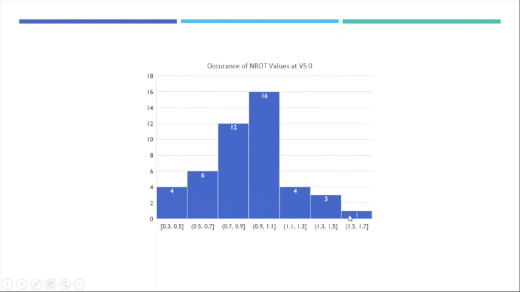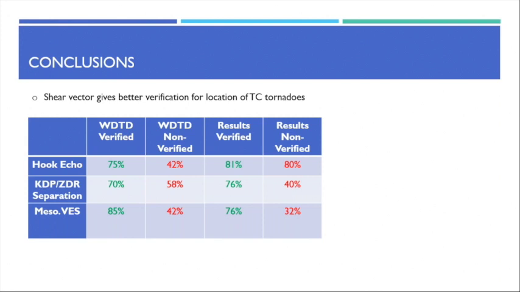So that shows that a higher value around, let's say, 1 would be more significant than a value like 0.8, which was shown less than the median value. So we can come to some conclusions from this: the shear vector that I used, the 850 to 200 millibar shear vector, gives us a better verification for the location of tornadoes ahead of time, even though the parameters from McCall were still found.